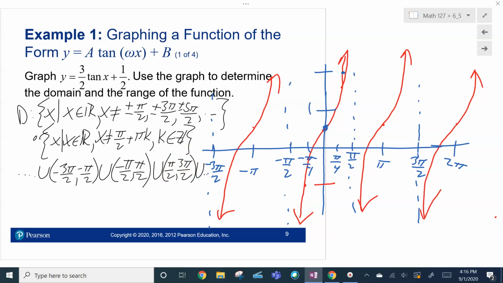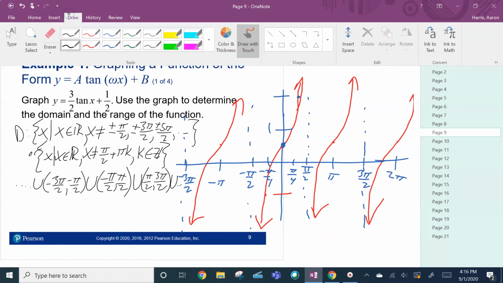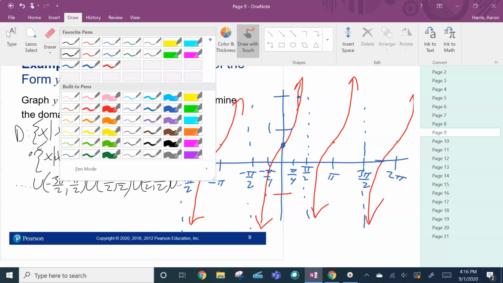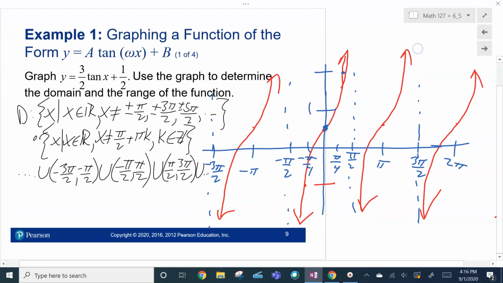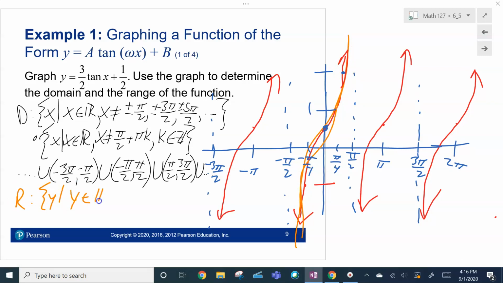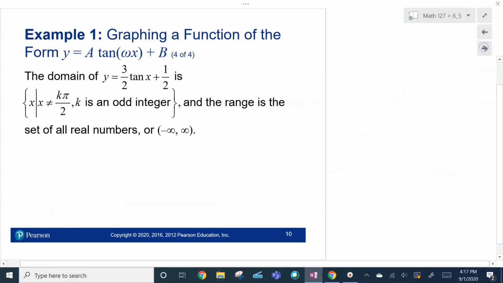Anyways, it keeps going. Range, on the other hand, if you notice, it's going to encompass all these y values, right? So the range is all real numbers. Or you could say negative infinity to positive infinity in interval notation. Okay?